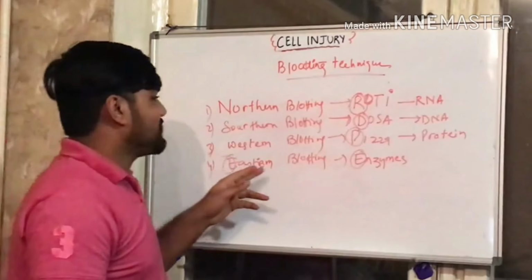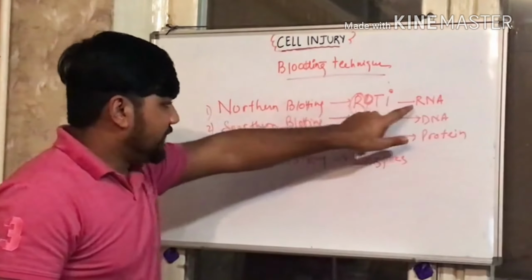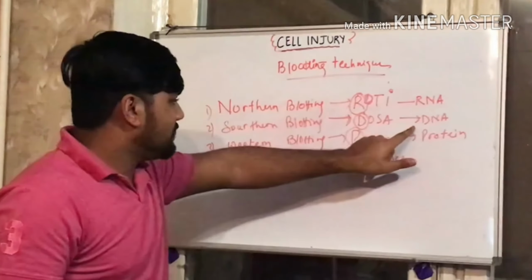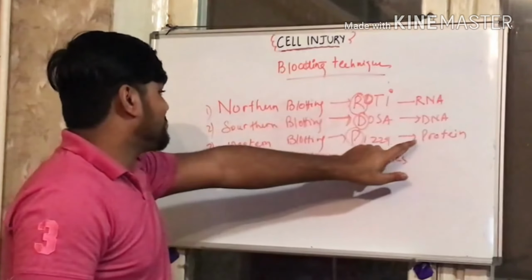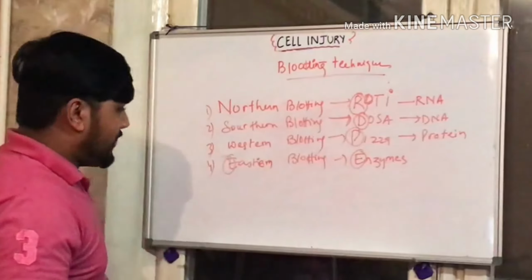For northern blotting, RNA is used. In northern blotting, we blot RNA. Southern blotting, we blot DNA. Western blotting, we blot protein. And for eastern blotting, we blot enzymes.